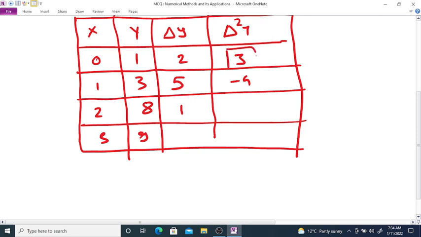So what is the delta square y0? Delta square y0 is equal to 3. So this is the answer, delta square y0 equal to 3.